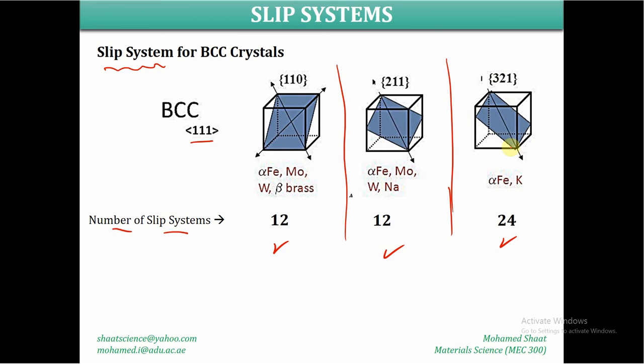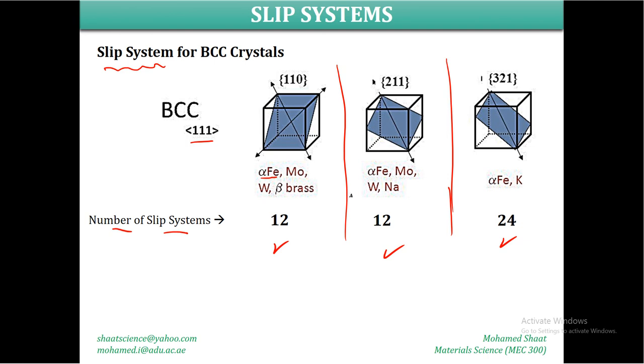All of these three planes have the same planar density, which is the largest planar density. So these are different possibilities, and the choice of any one of them basically depends on the material type. For example, alpha iron, molybdenum, tungsten and brass: all of these materials have a slip system that belongs to this family of the crystallographic plane 110 and this family of the crystallographic direction 111.